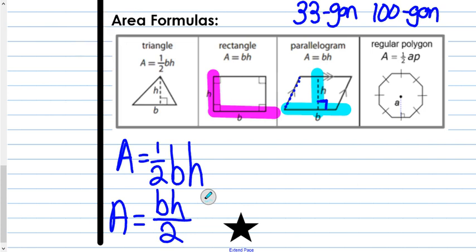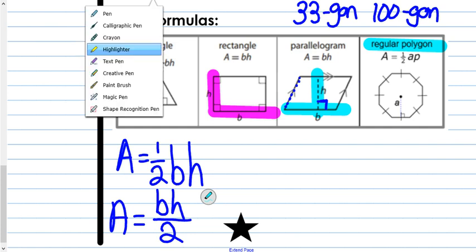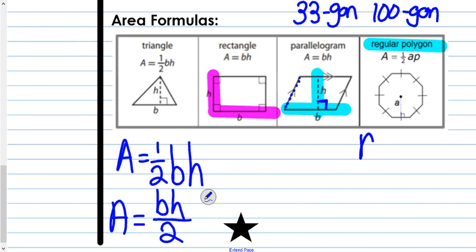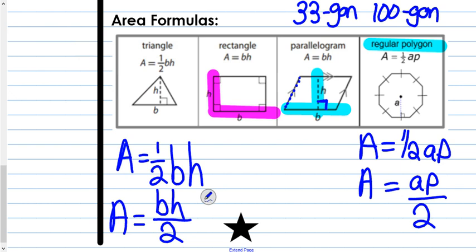A regular polygon is a shape with 3 or more sides where all of the sides and angles are equal. To find the area of that, it's the apothem times the perimeter times 1/2. So 1/2 apothem times perimeter, or apothem times perimeter cut in half. And again, you can say apothem, whatever you remember.